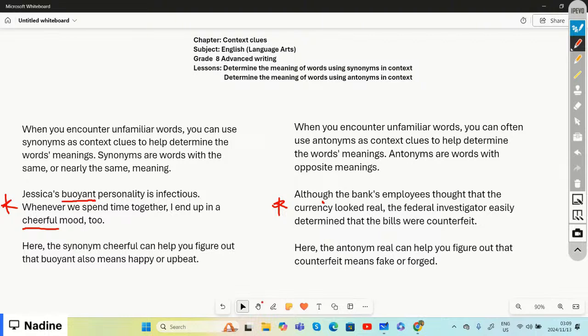All right. So we need to determine the meaning by using antonyms as context clues. The opposite. So if we need to look at the opposite, it says here the currency looks real, but federal investigators determined the bills were counterfeit. Counterfeit means that the money was fake. And the opposite of fake is real. So if something is not real, it is fake.